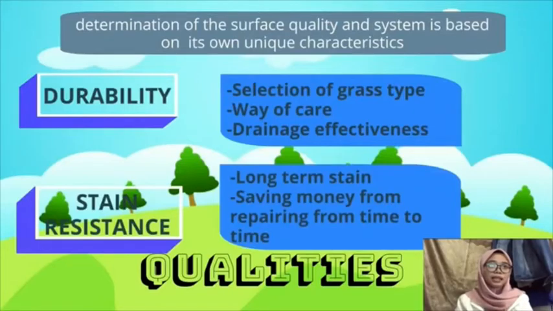Next is stain resistant. Stain resistant is about the discoloration that occurs when surfaces have contact with liquids or material. It means that if our surface is not stain resistant, we have to use our money to repair the stain on the surface. So we must choose the most suitable surface that has stain resistance.